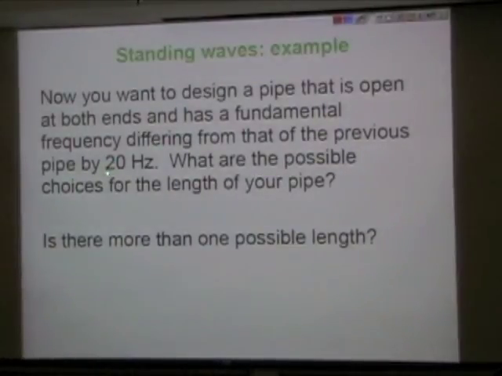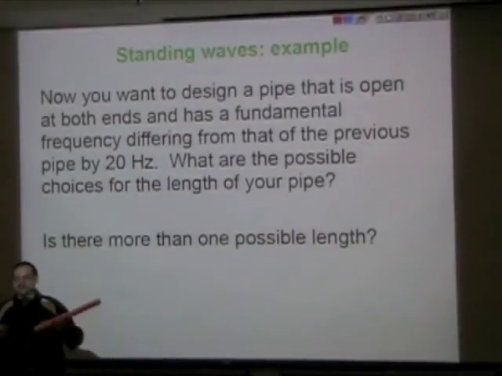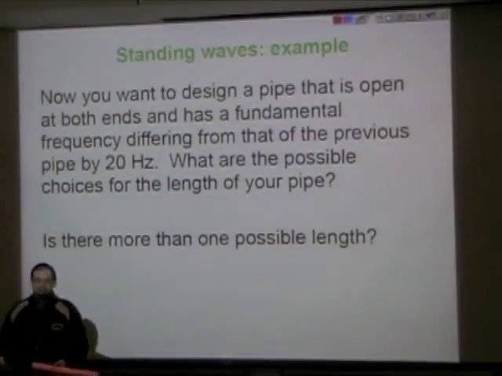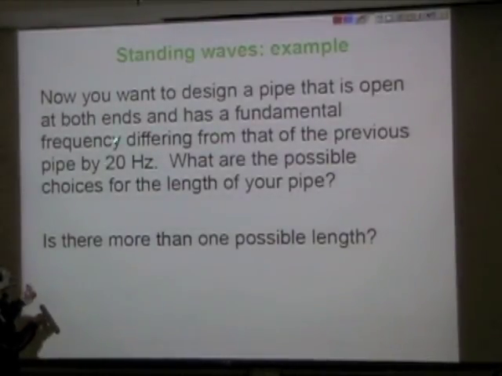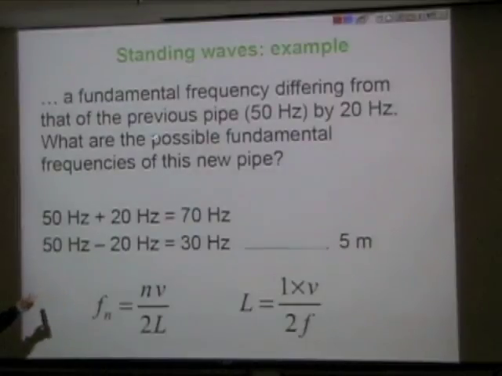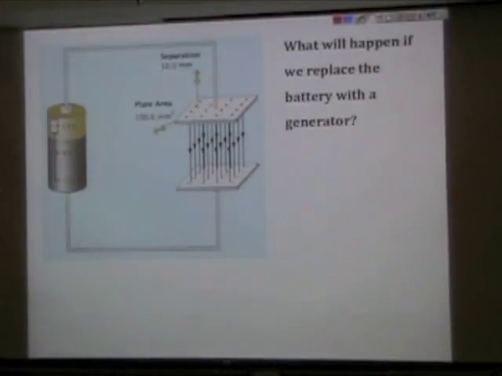We can calculate, well, if you want to design another pipe, let's say open, with a specific frequency, what would you do? Well, if your new pipe should have a frequency different by 20, that means it could be either 50 plus 20 or 50 minus 20. And for each of these fundamentals, now you can calculate the length. But you have to use the correct expression. If you're designing a pipe with both ends open, this is your expression, with 2L. Any questions?